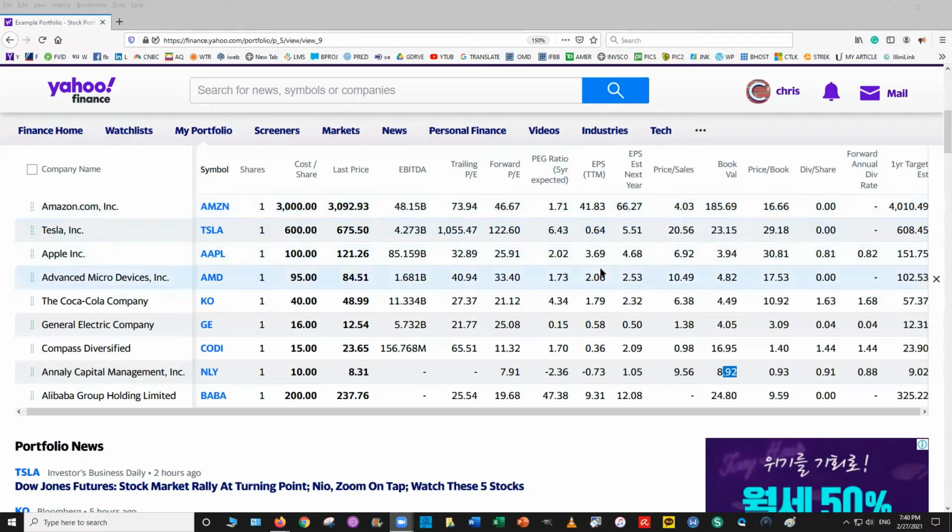Now, if you go way down here to, say, General Electric, they're saying the earnings per share is 58 cents. Next year, it's only 50 cents. That is not a good thing. But then again, remember, these are estimates. So earnings per share can just basically say how much money they're making.